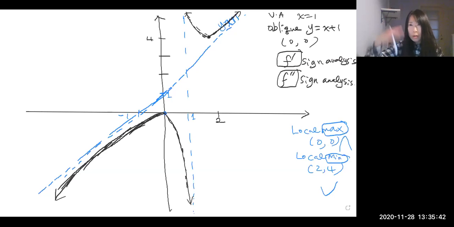And between -infinity to 1, it's a down graph, right? The second derivative test gives us concave down. So this is concave down. This is concave down, right? And the second derivative test gives us that between 1 to infinity is concave up. So this one is concave up. Make sense? I hope this helps you.